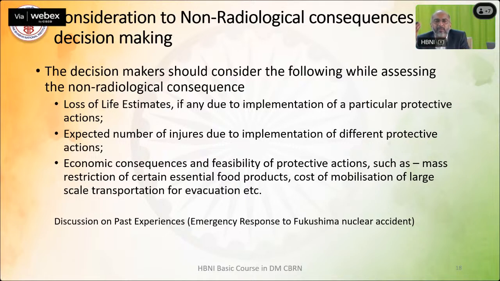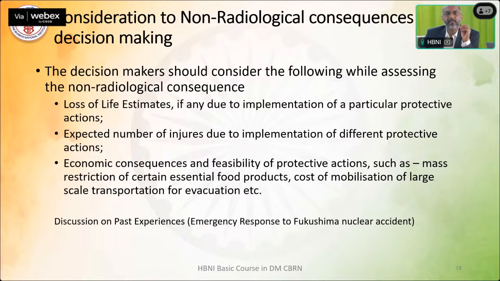It was a consequence of a few millisieverts, to a range of 50 to 100 millisieverts, and you get around 6 to 8, 10 millisieverts in a CT scan. We all know that. While trying to save doses of that level, or a little higher level, a lot of people have lost their lives. So loss of life estimates while implementing any protective actions has to be taken into consideration. Expected number of injuries due to the implementation of different protective actions, and also the economic consequence and feasibilities of protective actions.